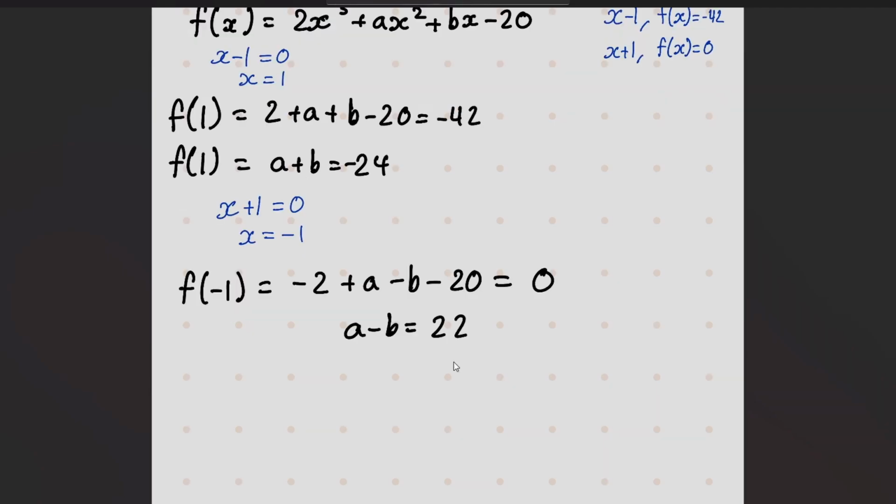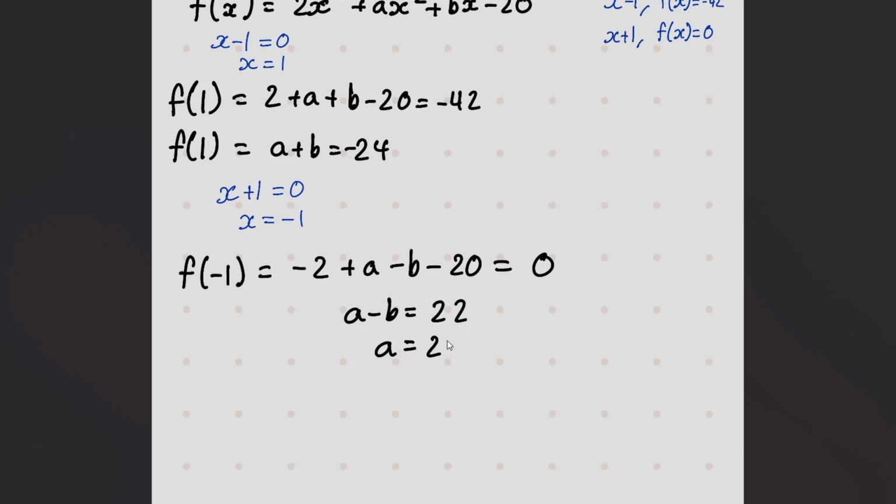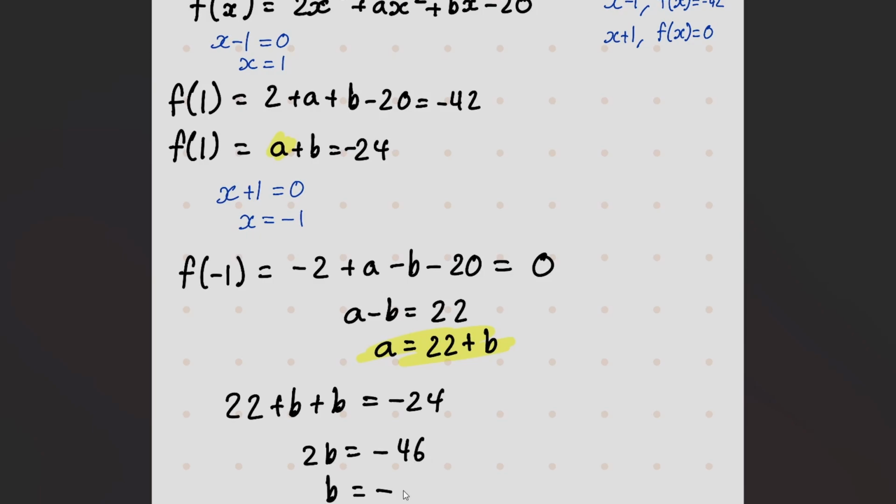So now you're going to find the two values using simultaneous equations. So now we will rearrange this as a equals 22 plus b. And now we're going to substitute this into that. So now we can get 22 plus b is equal to negative 24. You get 2b equals negative 46, and your b is negative 23. And if you put that into a, we're going to get 22 minus 23, which is negative 1.